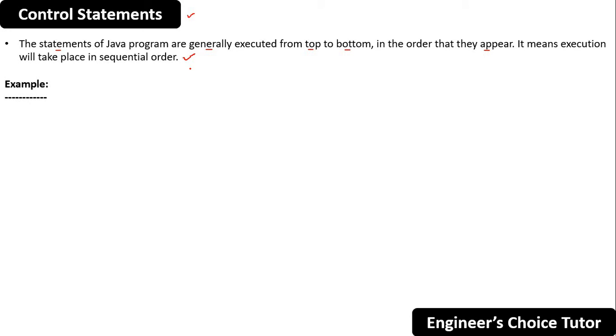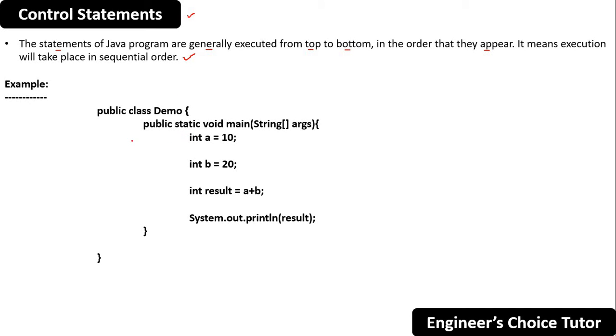I have this example, and what I am performing here: I have one class Demo and I have public static void main(String[] args) method. Inside this, first variable is int a = 10, second is int b = 20, and then I am adding up a and b, and I am storing the result in a result variable of int type, and I am trying to print this result on the console, right? So this is the explanation of this program.